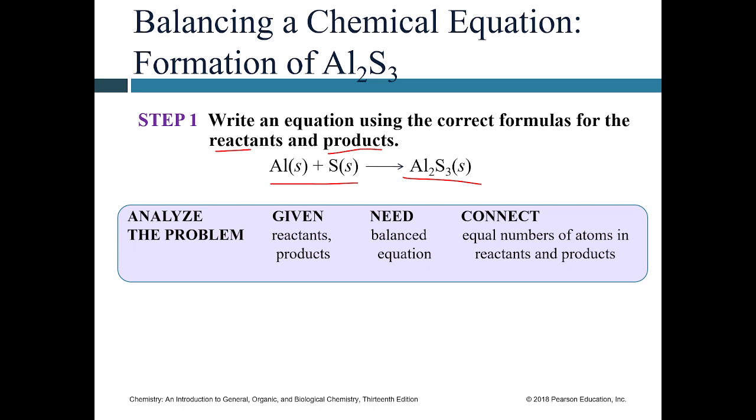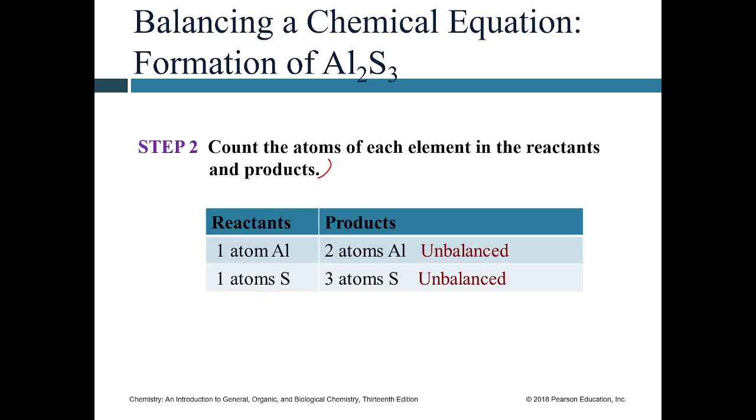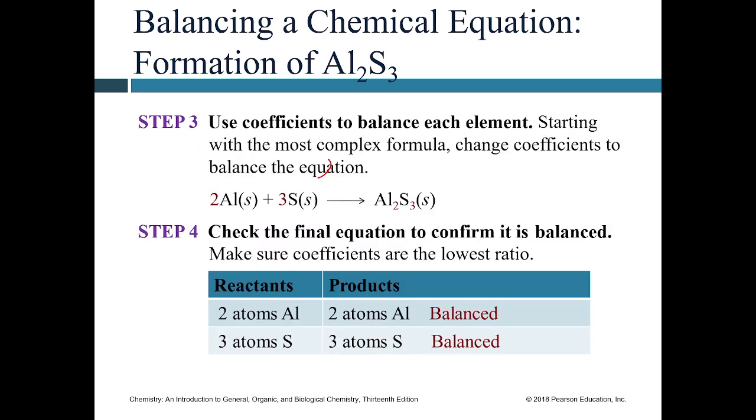It isn't balanced. So how do we balance this? A 2 next to the Al and a 3 next to the S. You got it. So in front of the Al, we need a 2. In front of the S, we need a 3. These are referred to as coefficients. In front, yeah. Like so.